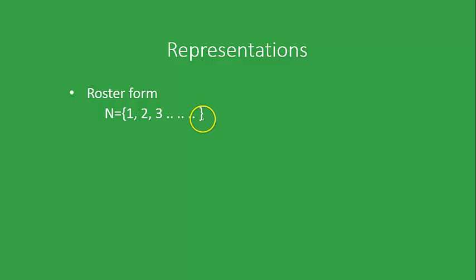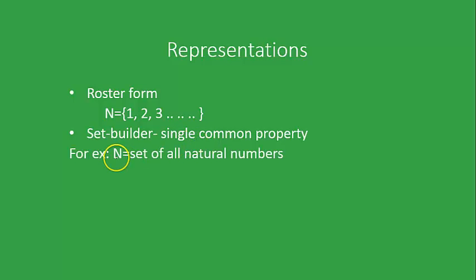The next representation is the set builder form. In this, a single property common to all the elements of the set is used to represent the set. For example, N = {x : x is a natural number} represents the set of all natural numbers, which share the common property that they are integers greater than or equal to 1.